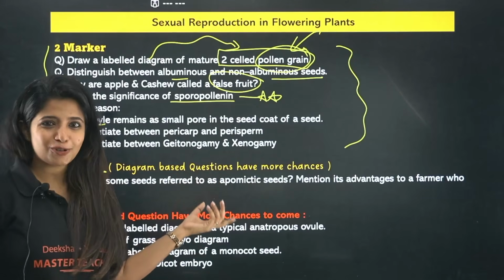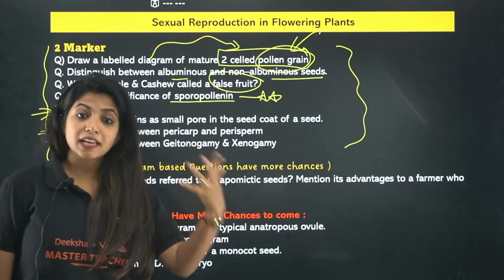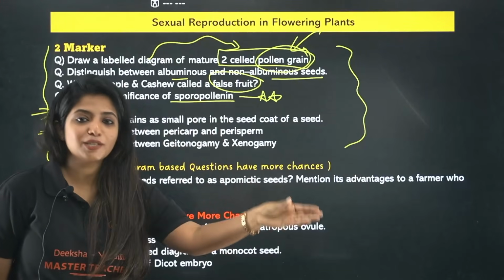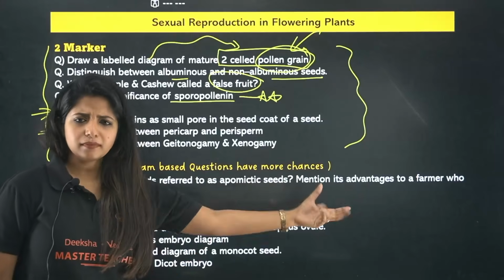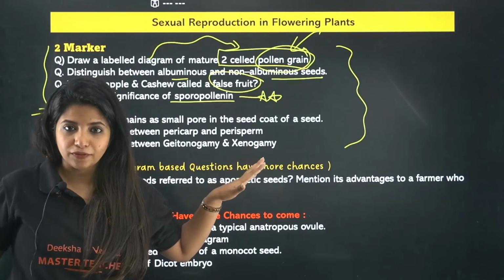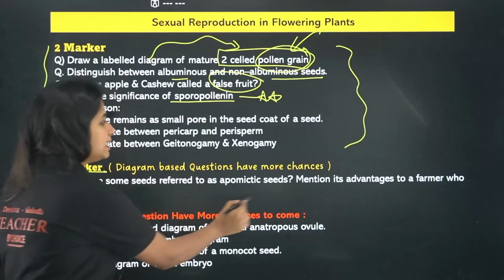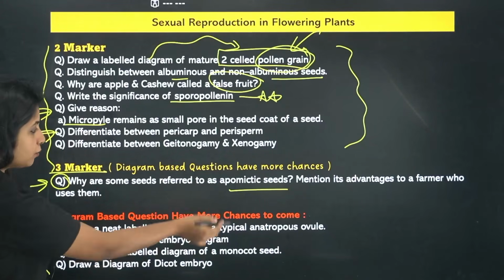So basically you should know what is apomixis. Mention its advantage to a farmer who uses them. Then you have been asked about the advantages of the apomictic seeds. So if you know apomixis, you will be able to tell the advantage. If you do not understand what is apomixis, the second part of the question just goes off. Okay, so we need to know the concept. That is important. Now here, diagram based questions that have more chances to come.